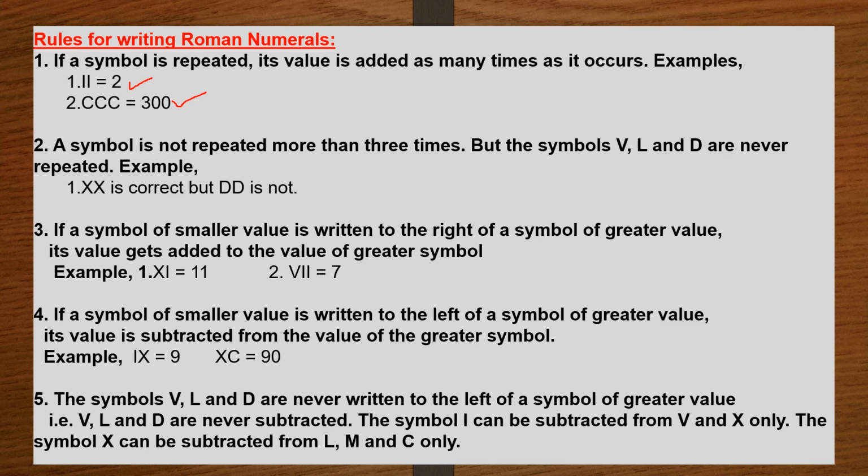Let's move to second rule. A symbol is not repeated more than 3 times, but the symbols V, L and D are never repeated. Okay, V, L and D are never repeated. So XX is correct, but DD is not correct.